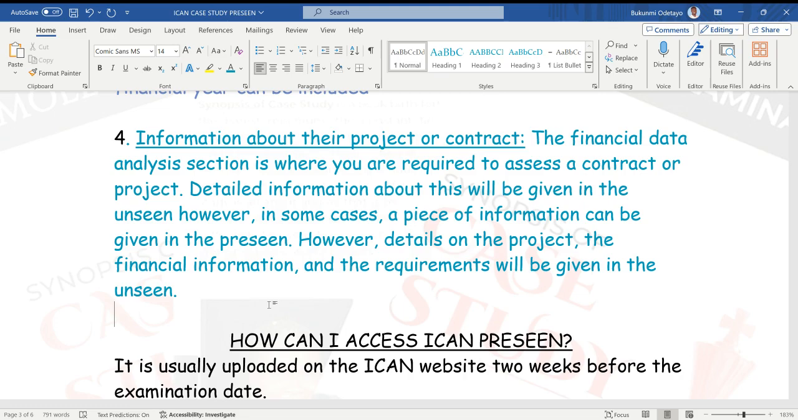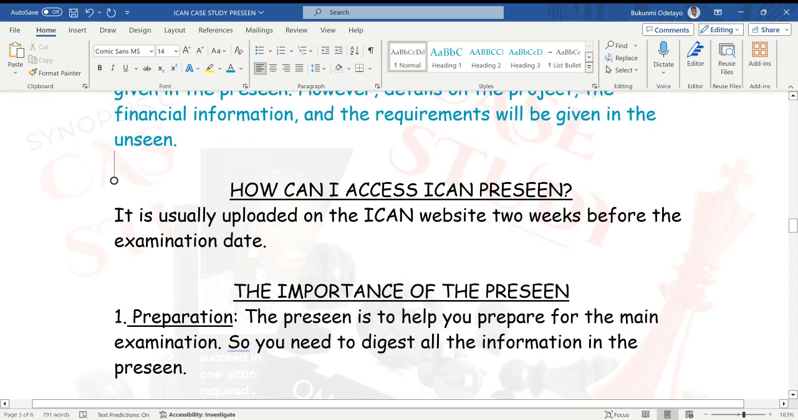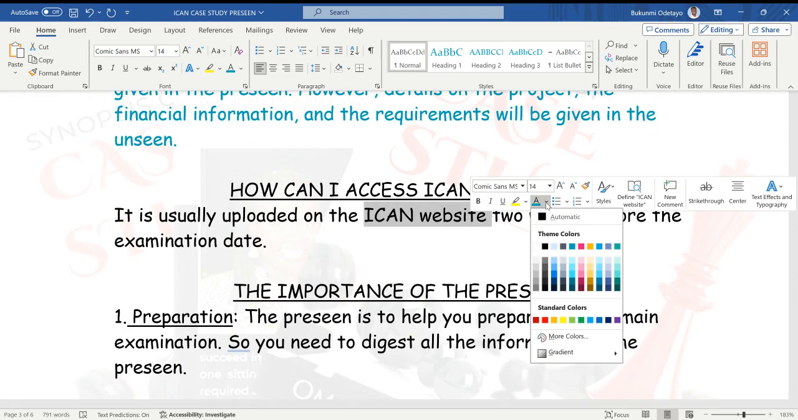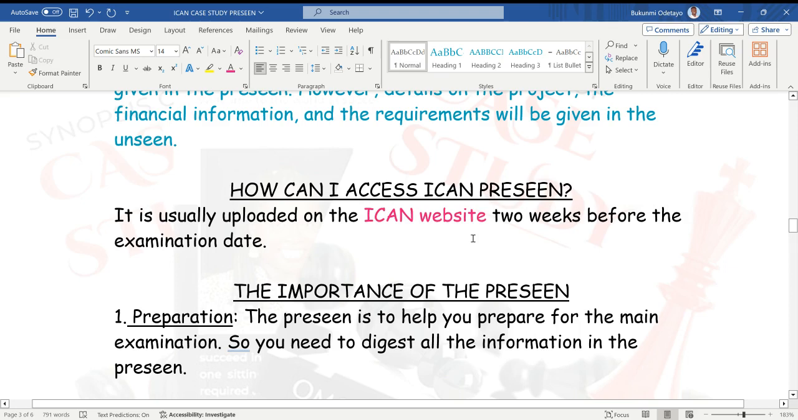So now the big question is, how can I access the preseen? This is not actually difficult. The preseen will be loaded on the ICAN website 2 weeks before the examination date. But the preseen is always flying around. If you attend tutorial centers, or if you're on group pages for ICAN, the preseen is not hard to get. But if you're reading on your own, which is brilliant, or you are not on any group, that's not a problem. Just go to the ICAN website. It will be released 2 weeks before the examination, so you can start counting down 2 weeks before your case study examination and start checking. They'll release it then, and you just download it and have access to it for free.